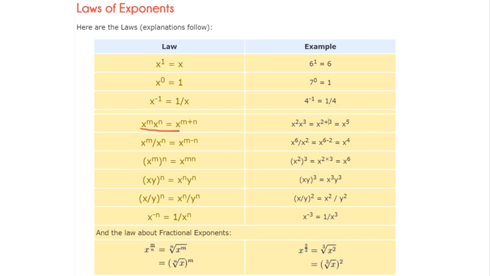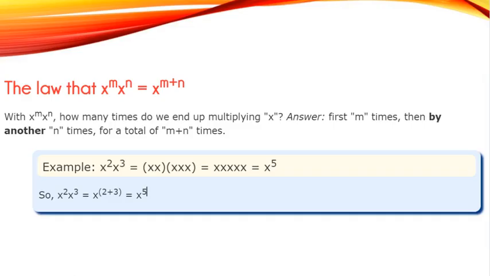Now let's discuss this one. Whenever you have any number which has the power m and the same number which has the power n, then how many times do you end up multiplying this number? You will end up multiplying this number m plus n times. Okay, let's take an example. Suppose you have a number x to the power 2. That means it is multiplied 2 times.